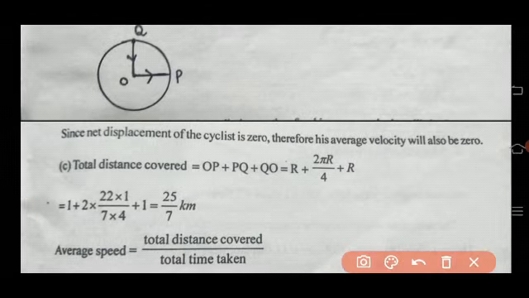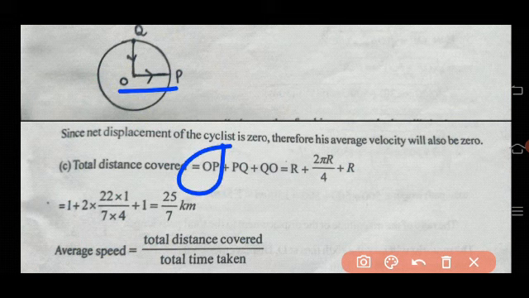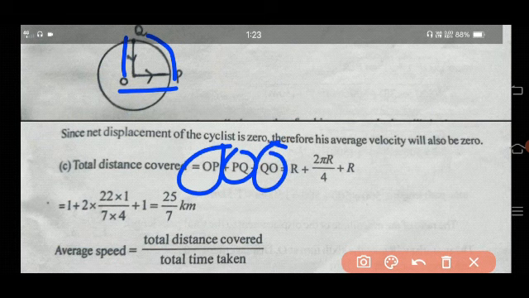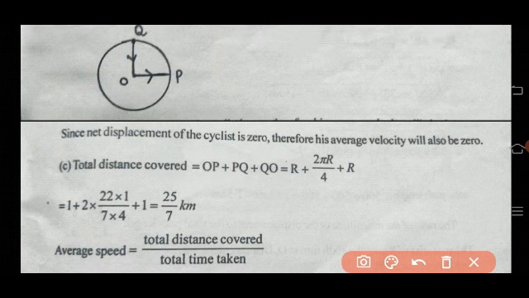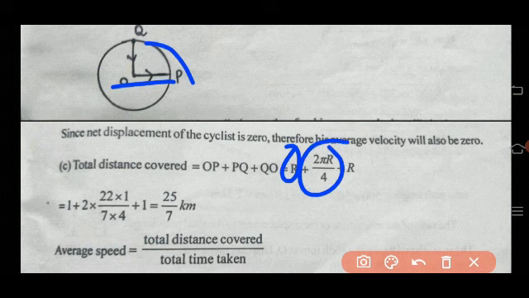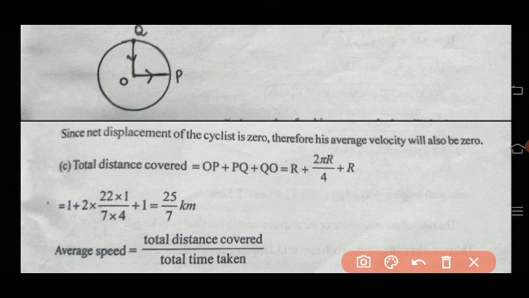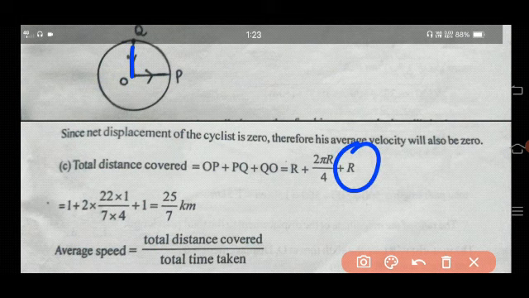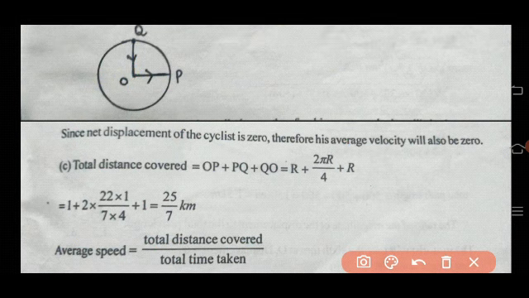See here, the total distance covered is OP plus PQ plus QO. So what is O to P? That is the radius. Then what is P to Q? That is circumference by 4, that is 2 pi r by 4. Then what is Q to O? That is once again the radius. So now we can substitute. What is OP? 1 kilometer.